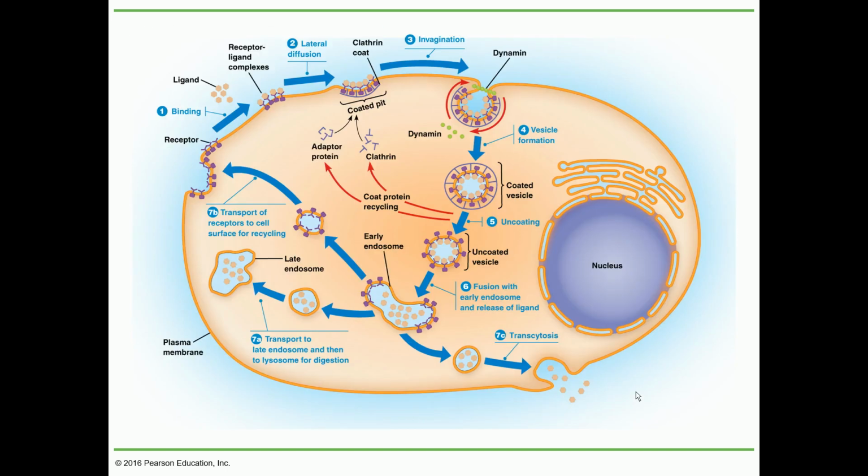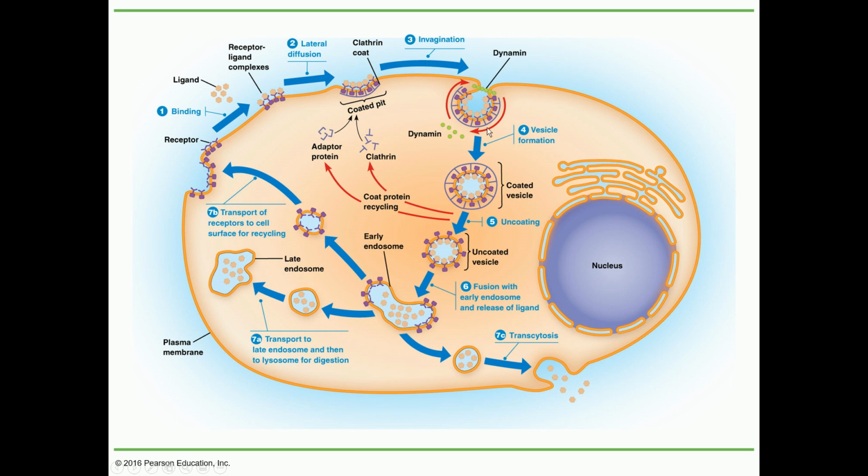Let me explain this whole thing one more time. Basically, these are the receptors on the membrane. This ligand will first bind to these receptors and form receptor-ligand complexes. Lateral diffusion of these ligand-receptor complexes will take place, and they will encounter regions of the membrane which have some proteins on this side. These are called coated pits.